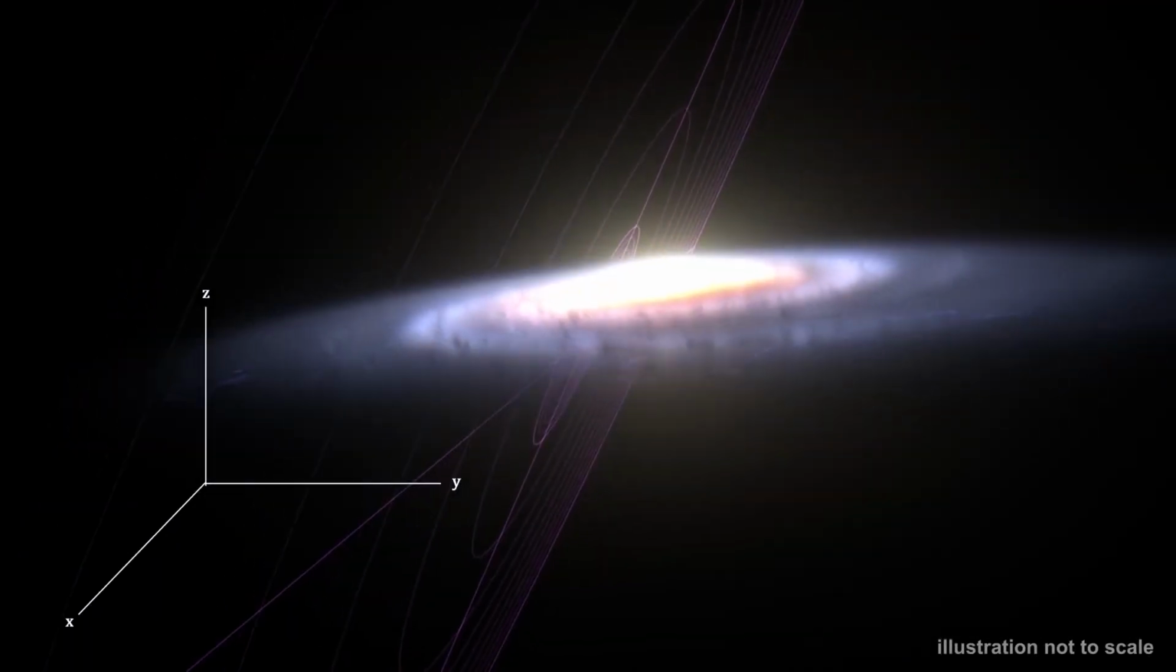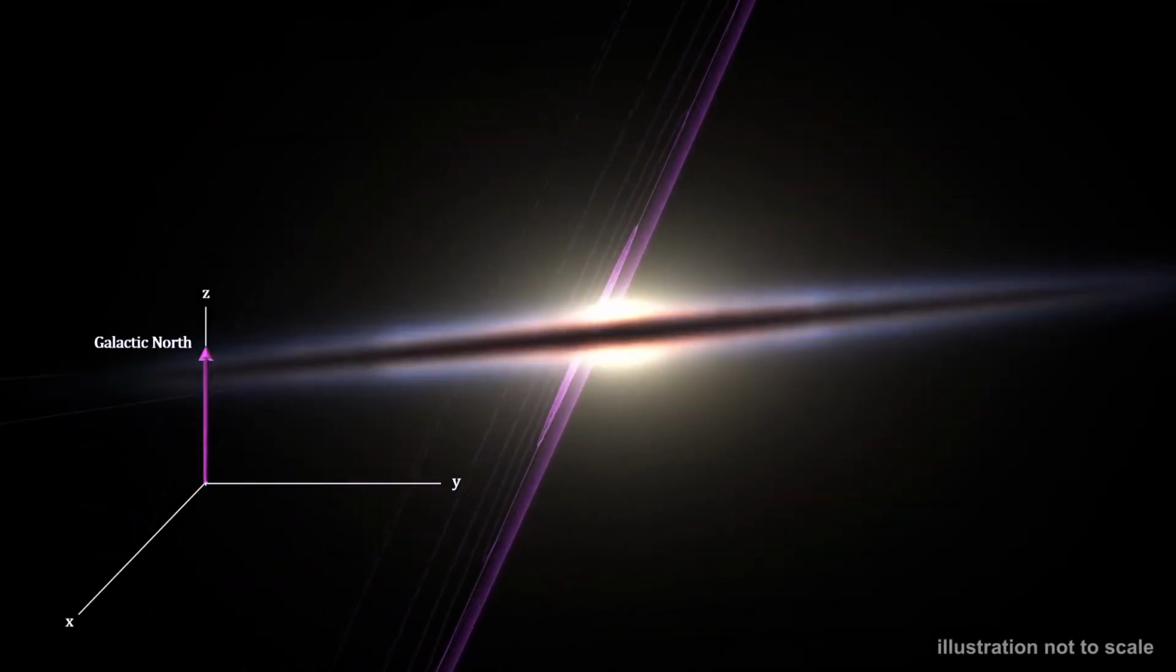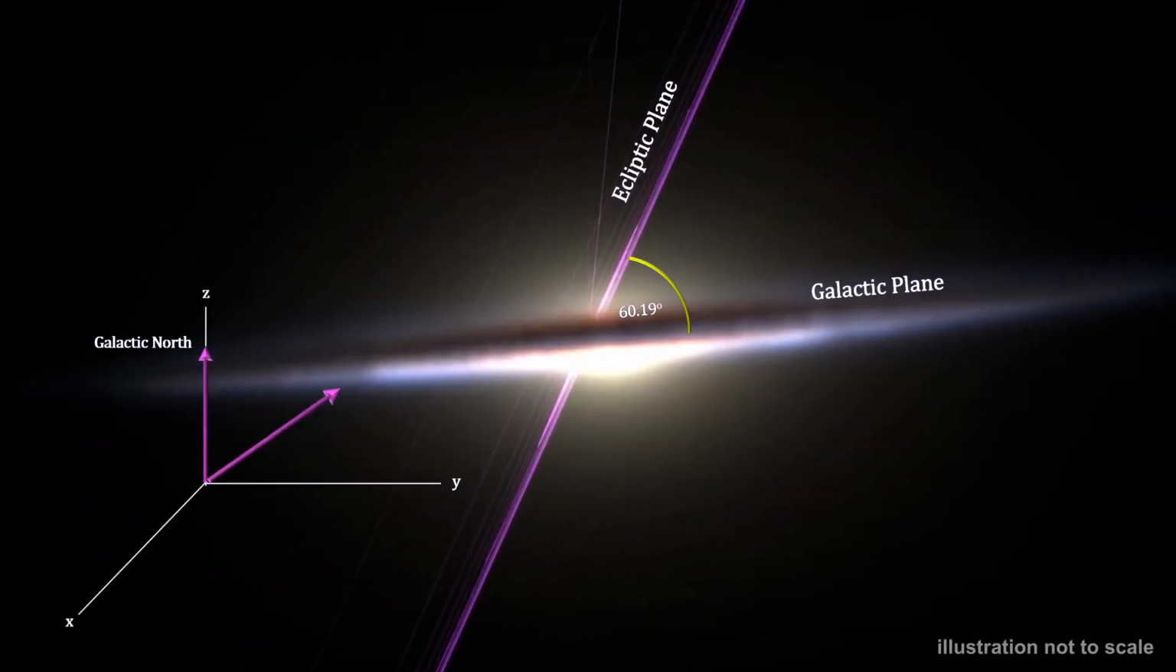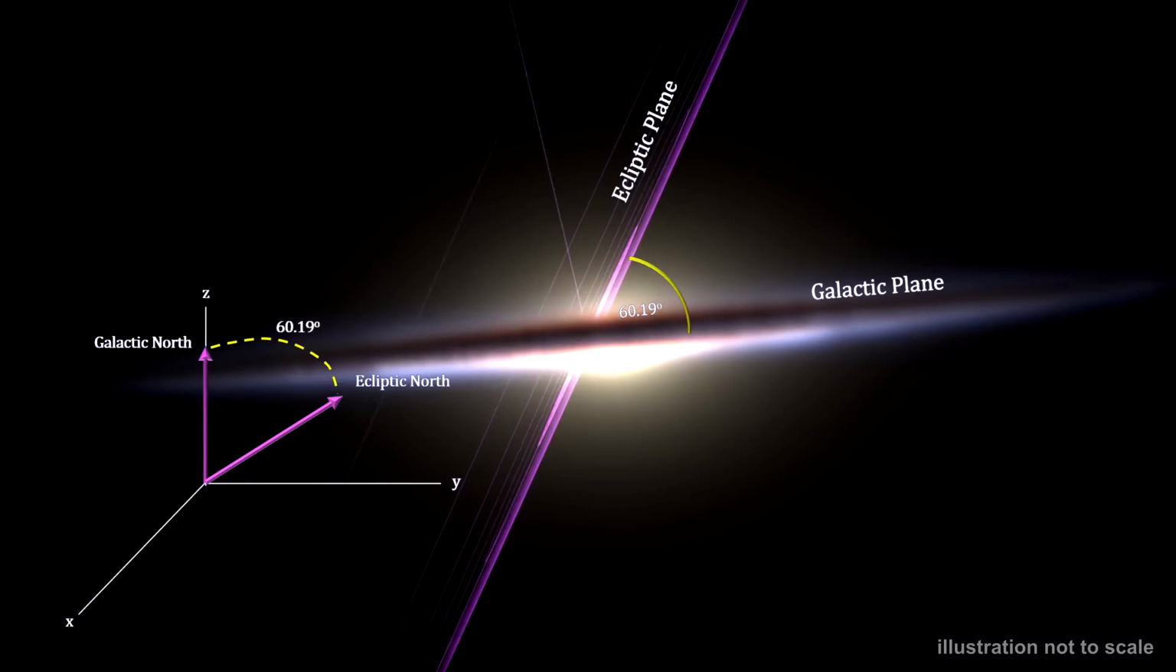Here's a look at our solar system's ecliptic plane with respect to the galactic plane. It's just over 60 degrees off. We see that the solar system is quite out of alignment with the galaxy's disk.